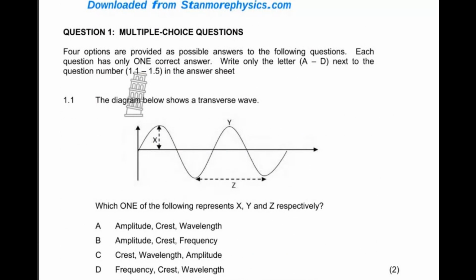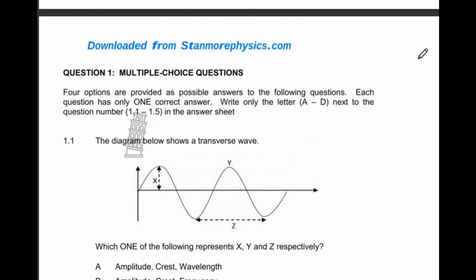So let us look at the first question. Question 1. It is multiple choice questions. 4 options are provided as possible answers to the following questions. Each question has only one correct answer. Write only the letter A to D next to the question number 1.1 to 1.5 in your answer sheet.